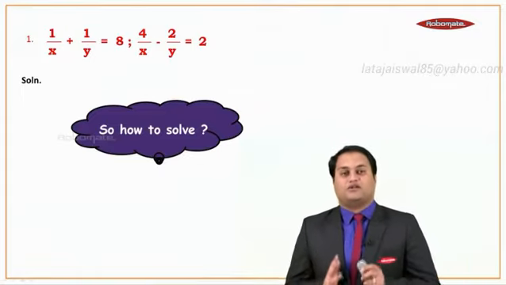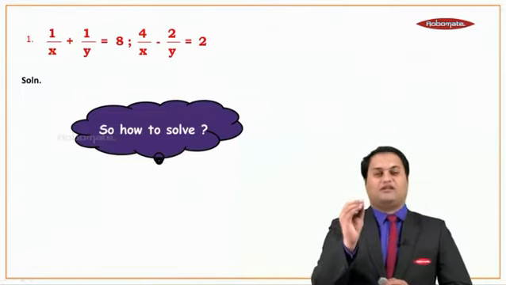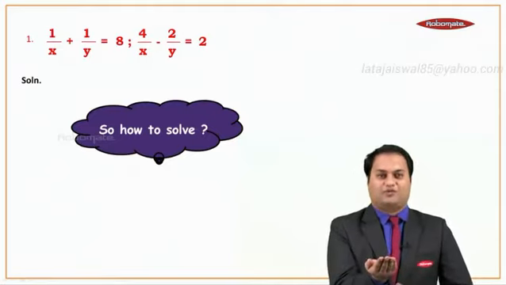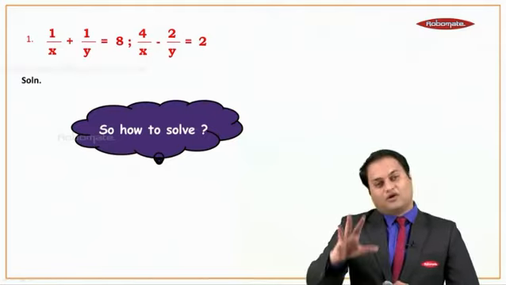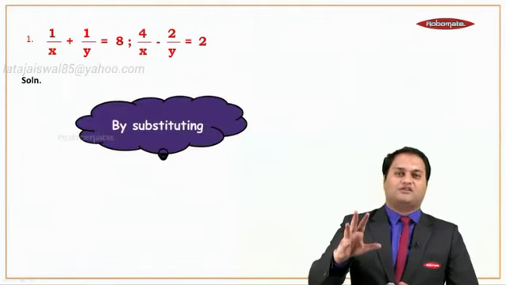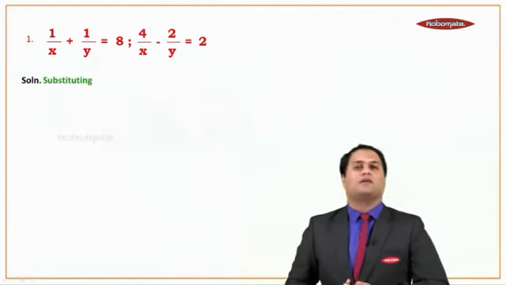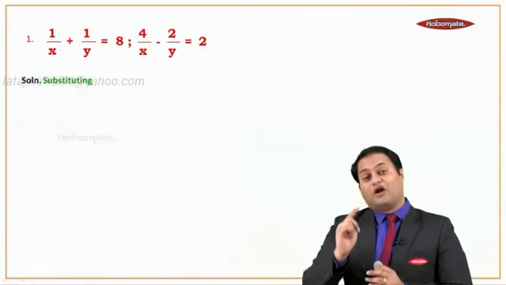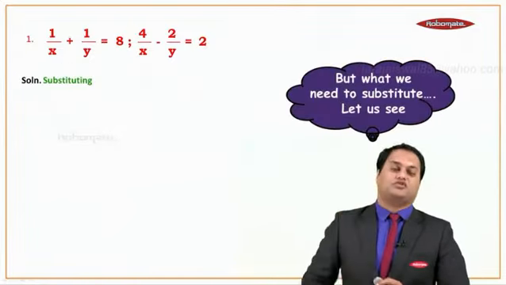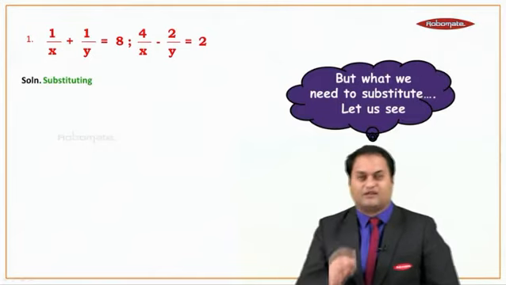Always remember one thing, children. Whenever you have sums like this where there are variables in the denominator and you cannot multiply throughout by the LCM, the only way to make them linear is by substituting. So what we need to do in such sums is substitute. But now the question is, what are we supposed to substitute? Let's see now. Understand this.